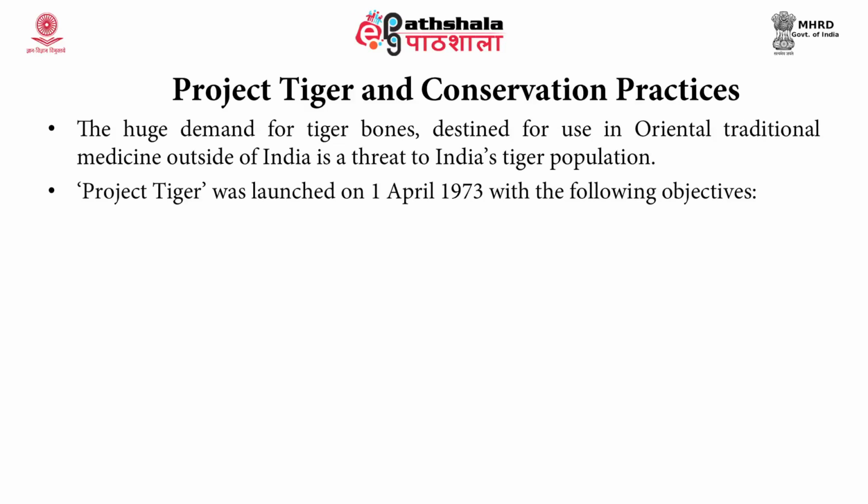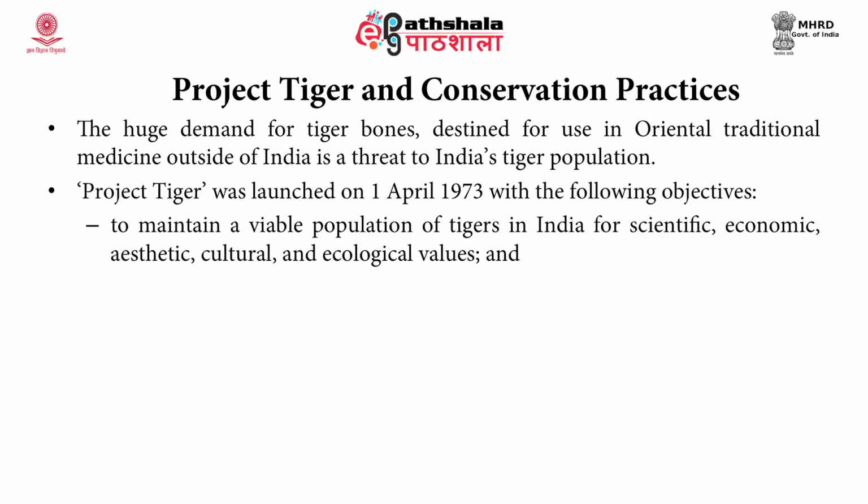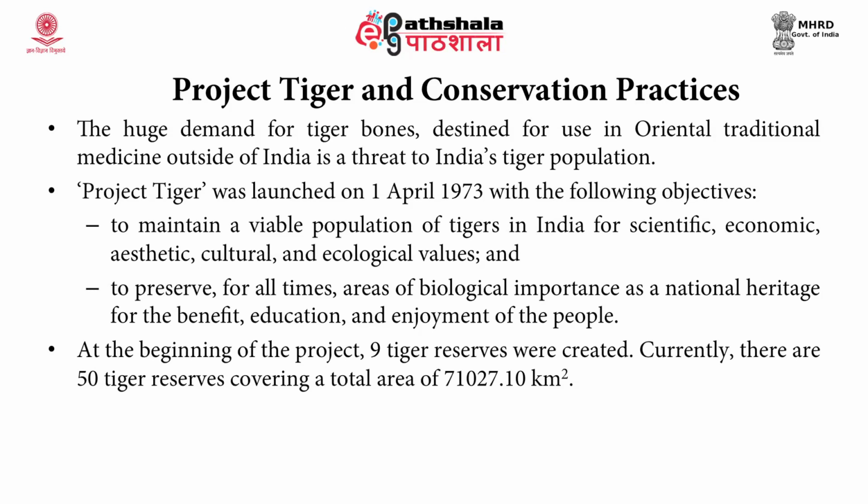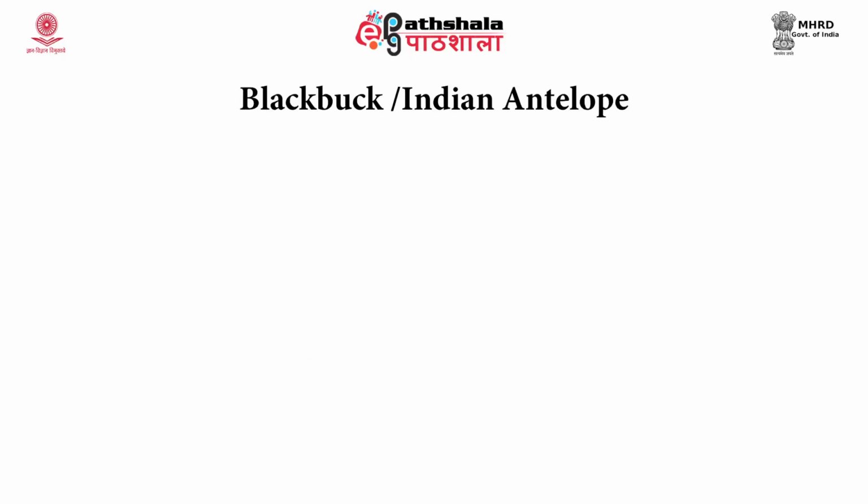The Project Tiger was launched on 1st April with the following objectives: to maintain a viable population of tigers in India for scientific, economic, aesthetic, cultural and ecological values, and to preserve for all times areas of biological importance as a national heritage for the benefit, education and enjoyment of the people. At the beginning of the project, 9 tiger reserves were created, but presently there are 50 tiger reserves covering a total area of 71,127 kilometers squared.